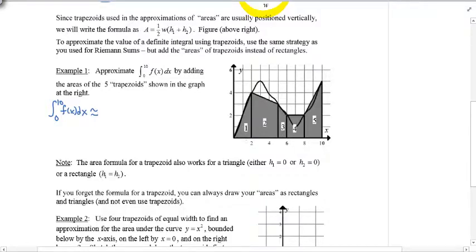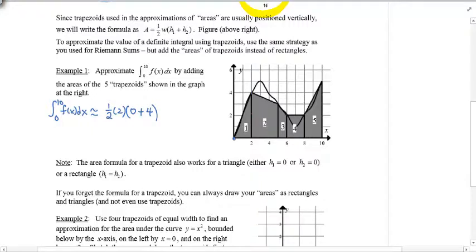For number 1, that trapezoid is very interesting. It looks like a triangle. A triangle could be a special trapezoid with one of the heights being equal to 0. Looking at the formula, that'll be 1/2 times the width. The width in this case is 2. And then the heights are 0 on the left and 4 on the right.